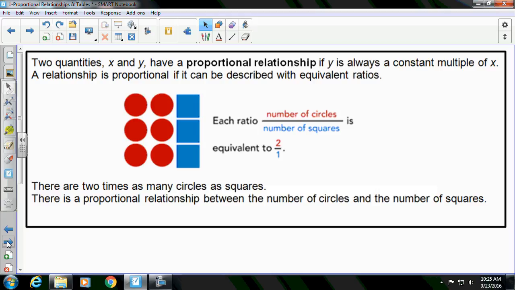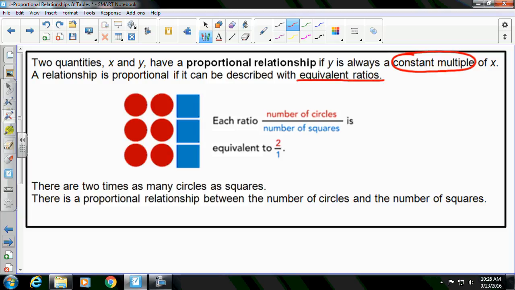So our first key concept: two quantities, x and y, have a proportional relationship if y is always a constant multiple of x. This is important, it's a constant multiple of x. A relationship is proportional if it can be described with equivalent ratios.